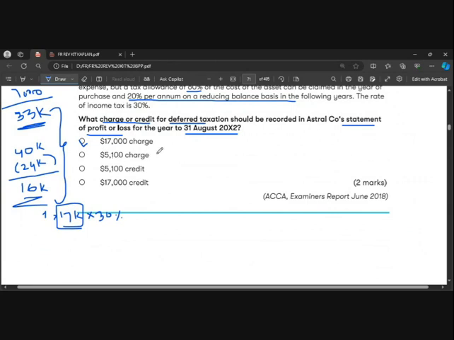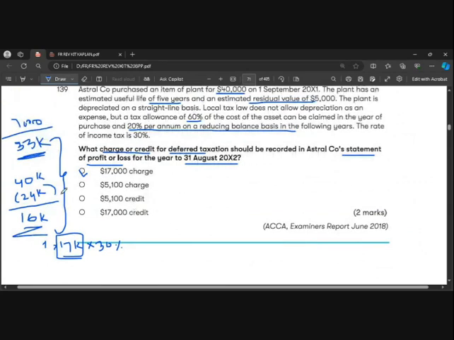Is it a charge or a credit? In this case, it is a deferred tax liability, so it's a charge. 5,100. So here it's a different question. It's not like the normal thing using the equation. It's just that they're asking us what you should charge or credit for deferred taxation in our SOPL.